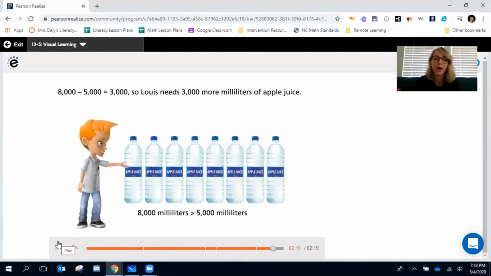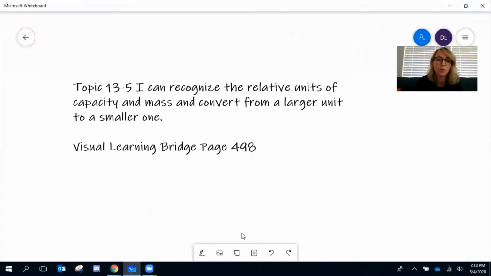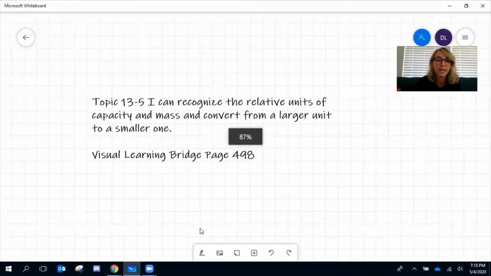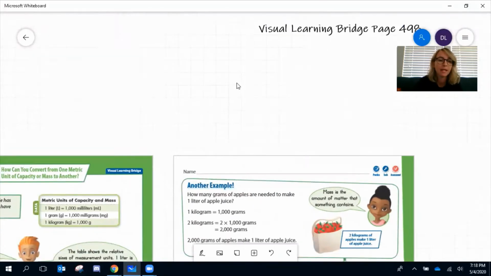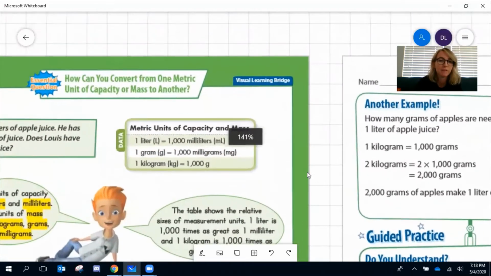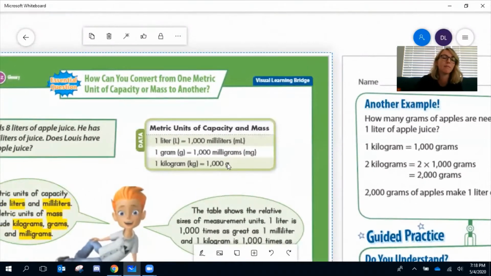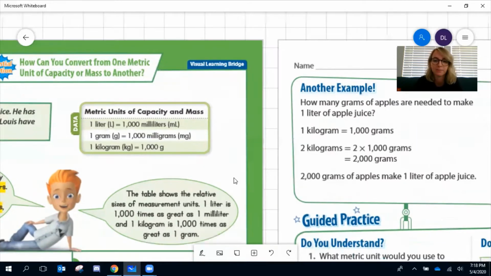At this point, we're going to go ahead and get started in our Envisions book. So if you will turn to page 498, I want to make sure that you have copied down this conversion chart that they've given to us in the video. So 1 liter is equivalent to 1,000 milliliters, 1 gram is equivalent to 1,000 milligrams, and 1 kilogram is equivalent to 1,000 grams. So make sure you've recorded that in your notebook. You can pause and do so, and then we'll move on to the guided practice.